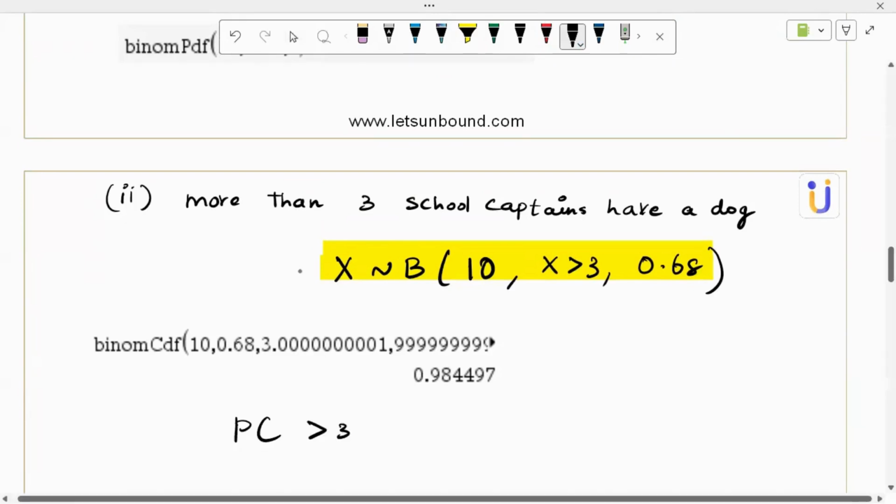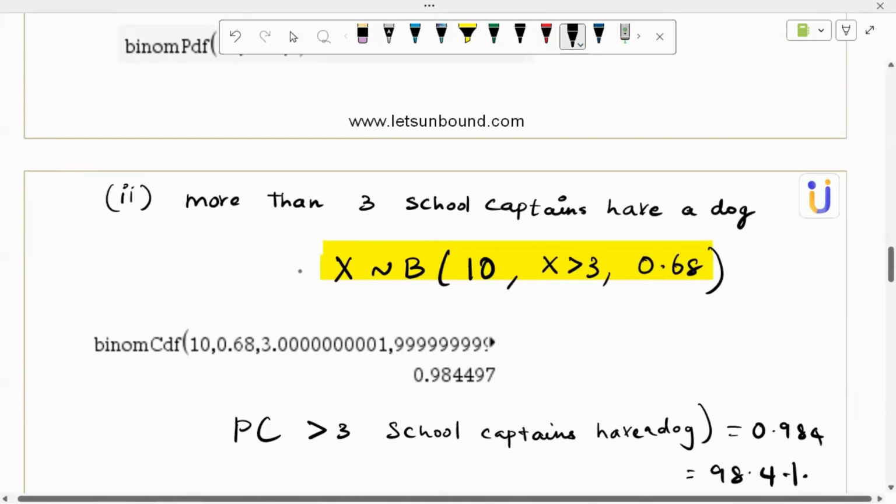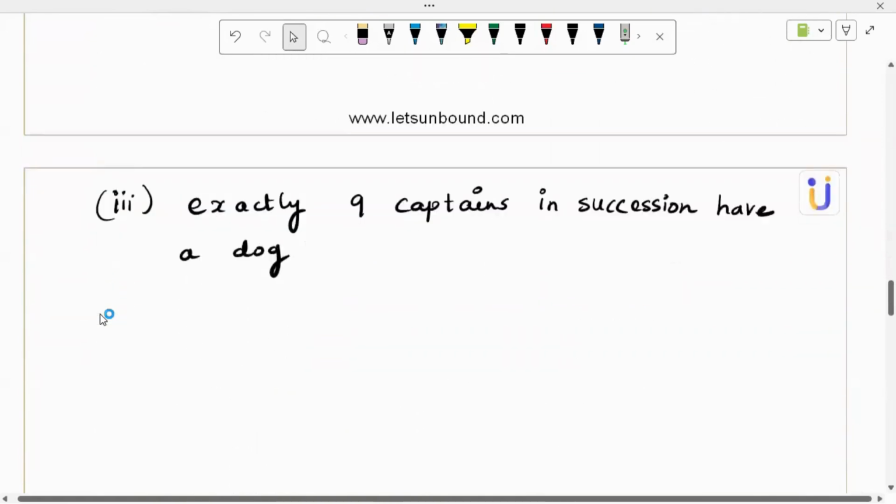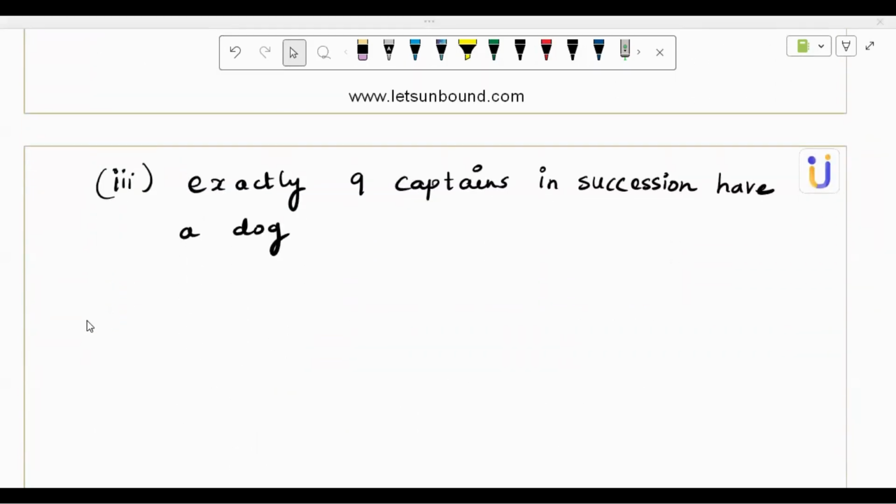Having more than 3 school captains have a dog is 98.4%. That's a great probability, right? And the last part in this description, which is given: exactly 9 captains in succession have a dog.